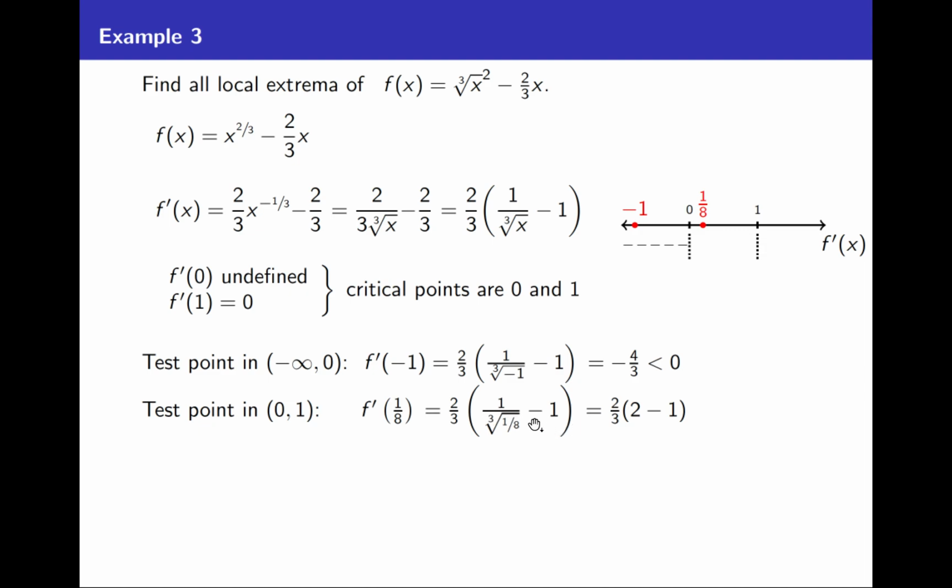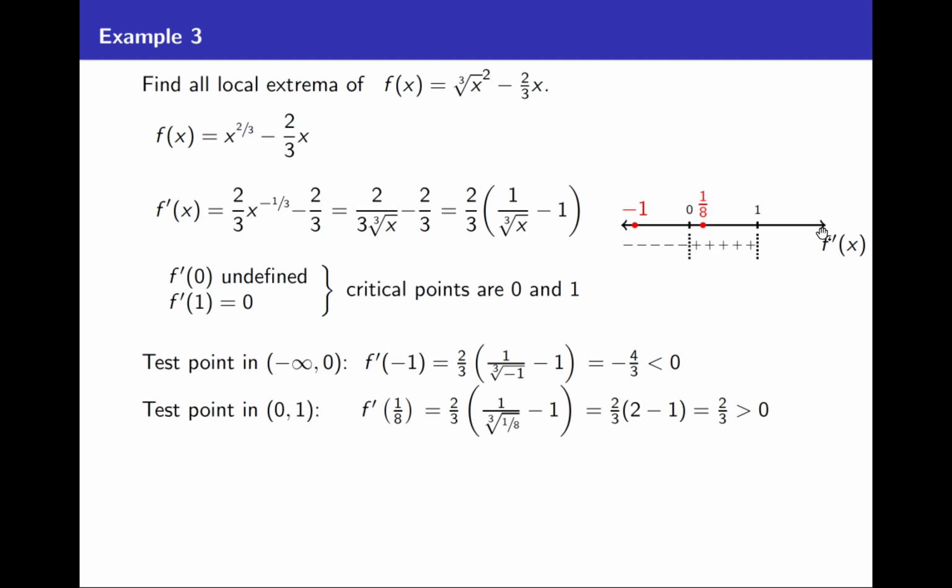And that's 2/3 of, let's see, the cube root of 1/8 is 1/2, and 1 over that is 2, so it's 2/3 times 2 minus 1. And that's equal to positive 2/3, and that's greater than 0. So we plug 1/8 into the function f prime, and we got a positive. So f prime is positive on that interval.